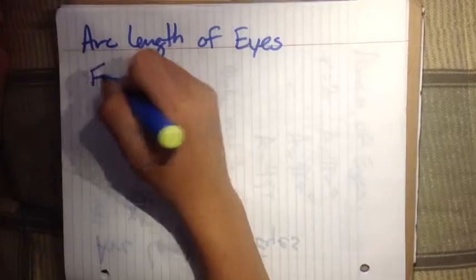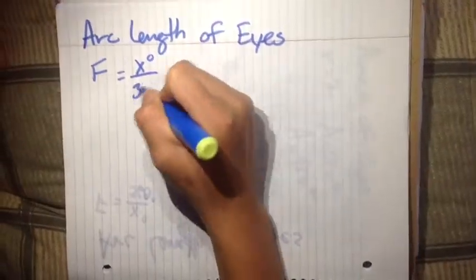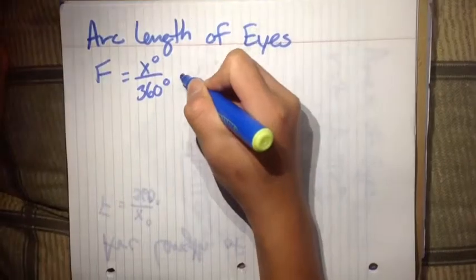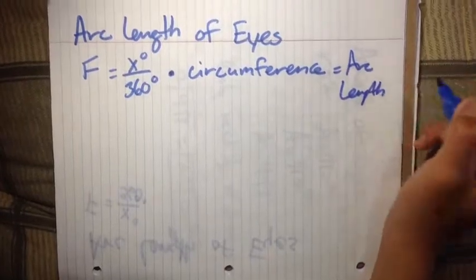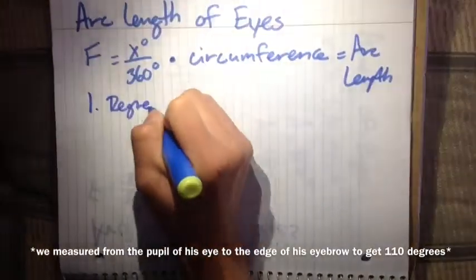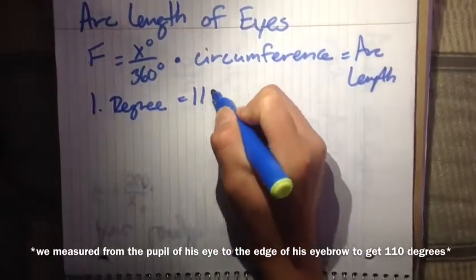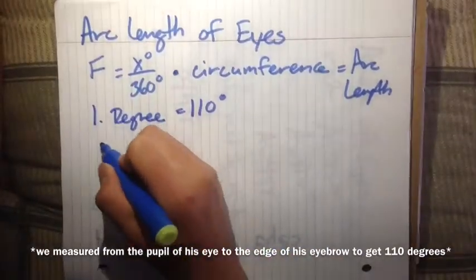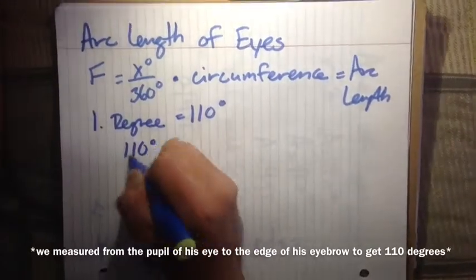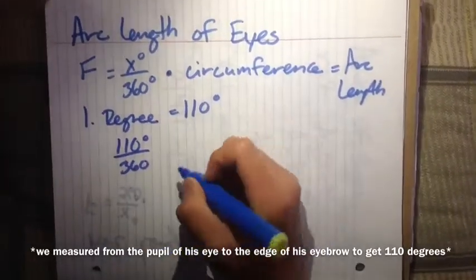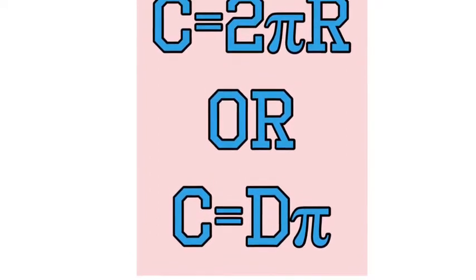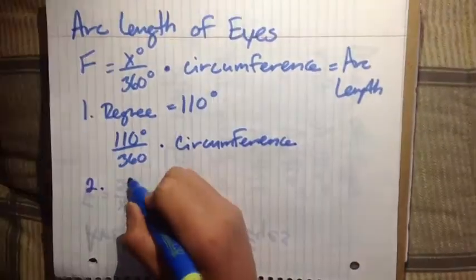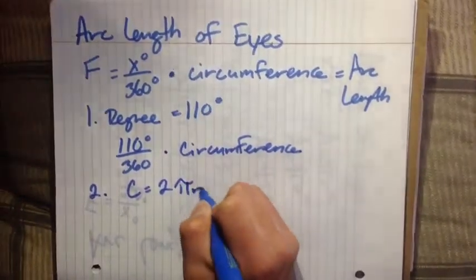First, we have to find the formula, which is x degree over 360 degree times circumference, which is equal to the arc length. Now, we have to plug everything in. We found that the degree was 110 degrees, so we're going to plug that into our formula, and we got 110 degrees over 360 degrees times the circumference. The formula for the circumference is C equals 2 pi r, or C equals d pi. Now, since we know the formula for the circumference, we need to find it.